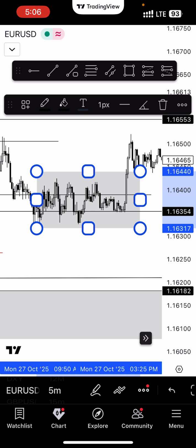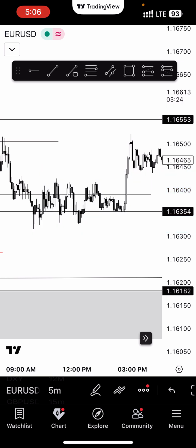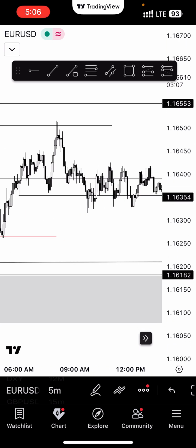But I stayed in this trade because I have seen price do this over and over again. Whenever I enter the trade, it is going to consolidate and then move. I've seen this happen countless times, and that made me stick to this trade.